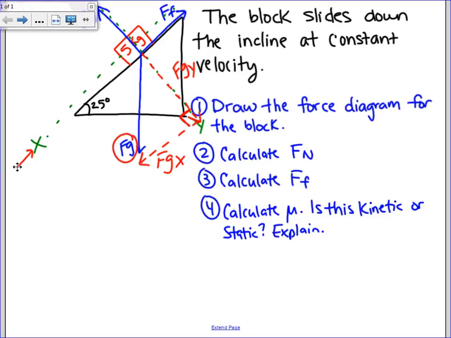Finally, what we want to do is figure out where the angle of 25 degrees goes in our force diagram. The angle of 25 degrees is going to go right here. And here's how you know it goes in that corner. When I drew my force gravity going down, just like this, what I did is I created a right triangle right here.